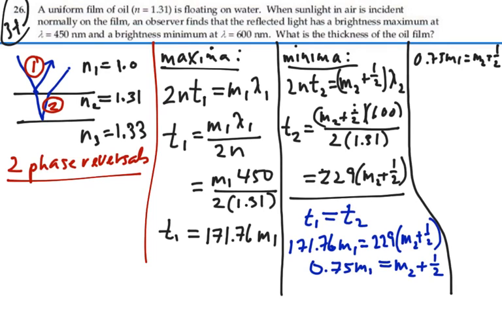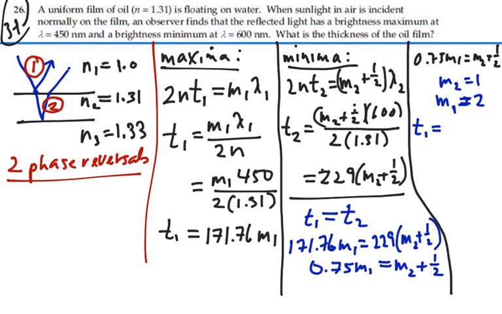You know, if m2 were equal to 1, then I'd have 1.5 on the right, and that would make m1 equal to 2. So that works. We just found two integers that worked. So my m1 is 2, my m2 is 1. To find the thickness, I just have to plug into one of the equations.